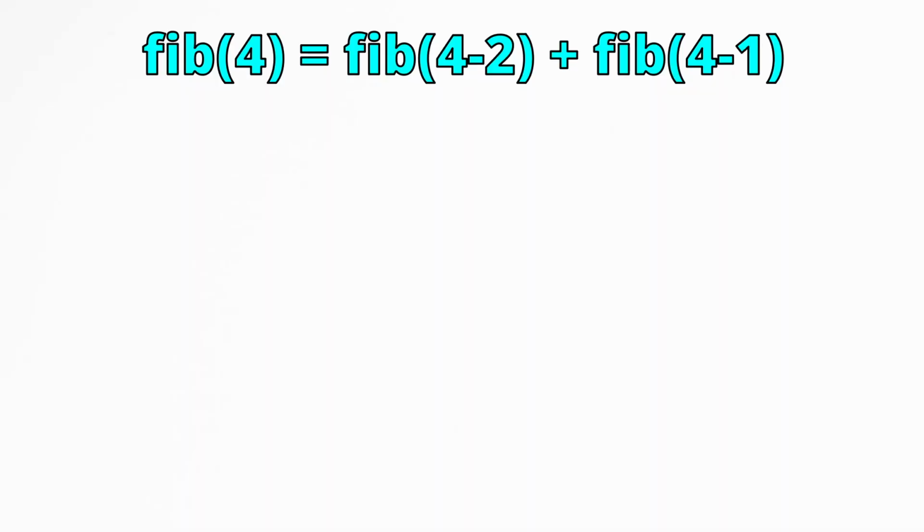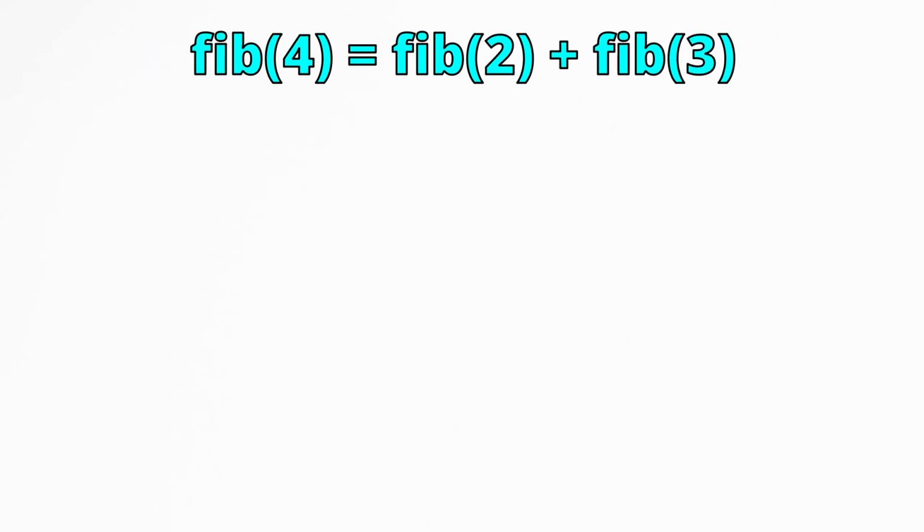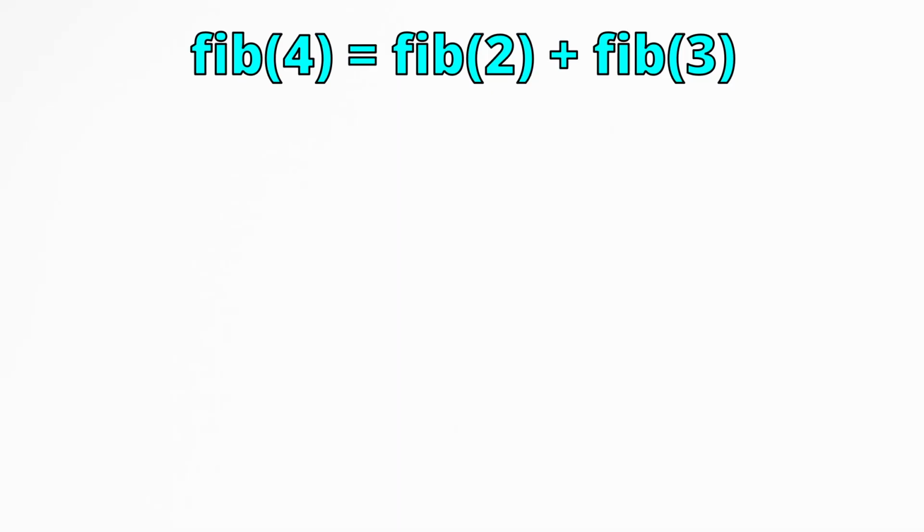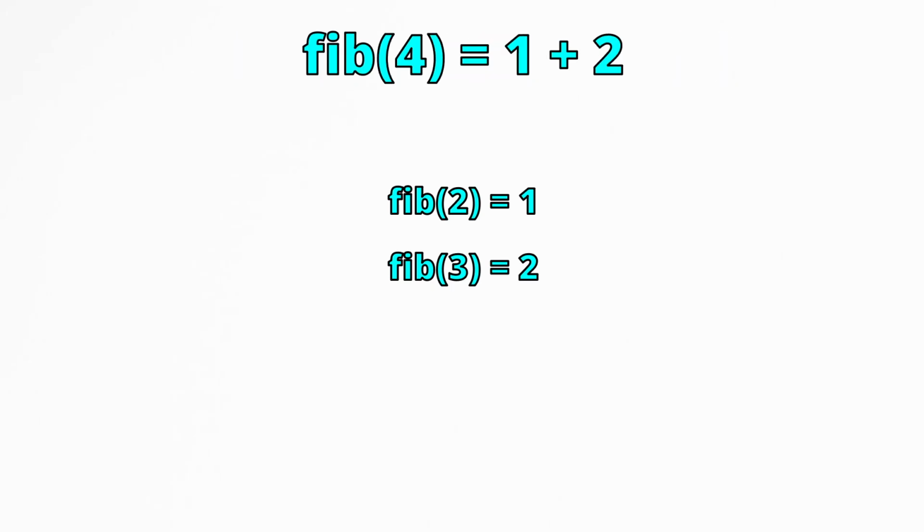What about Fibonacci 4? Well, Fibonacci 4 is just equal to Fibonacci 2 plus Fibonacci 3. We already know what Fibonacci 3 is, even though the computer will have to compute that again. And we also know what Fibonacci 2 is because we calculated that separately. Fibonacci 2 is equal to 1, and Fibonacci 3 is equal to 2. 2 plus 1 is equal to 3. So Fibonacci 4 is equal to 3.